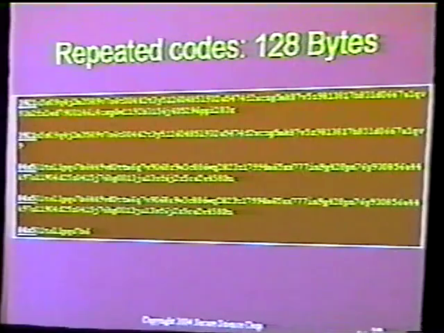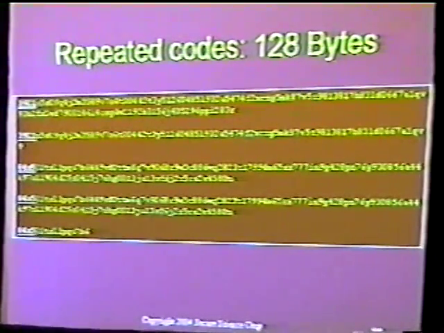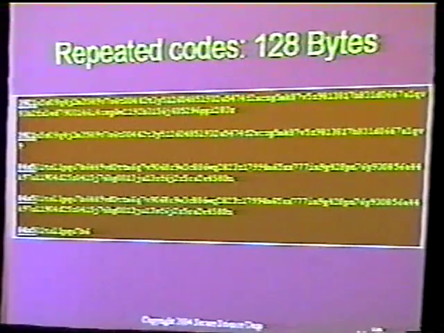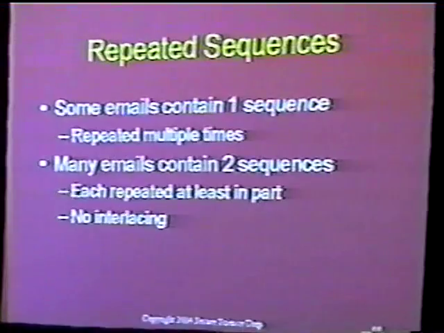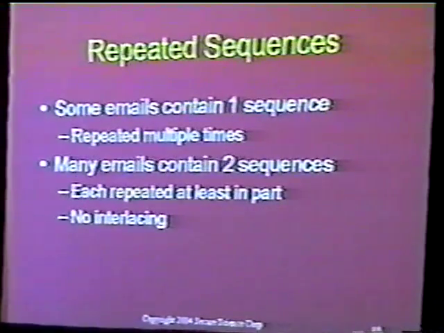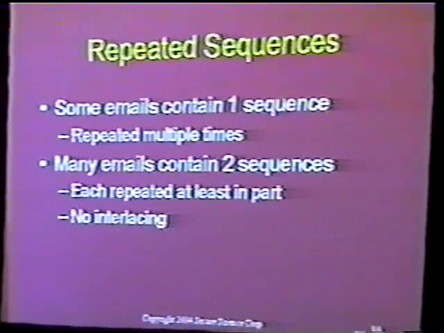For those of you who are not in cryptography, 128 is like a magic number. The first sequence, 3921, is 128 characters long and then partially repeated. Then there's the second string, 84x5, fully repeated and then partially repeated. In fact, some emails from this group have only one sequence that's repeated multiple times. Other emails contain two sequences, with each one repeated at least in part, and no interlacing between the two sequences.